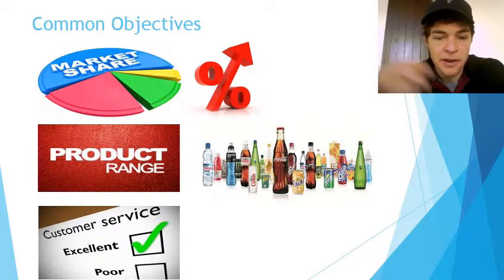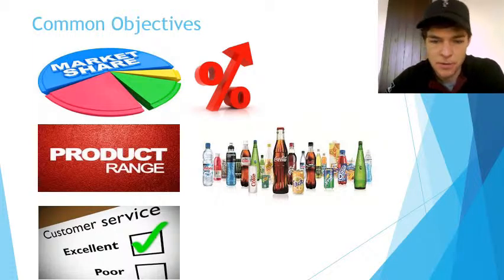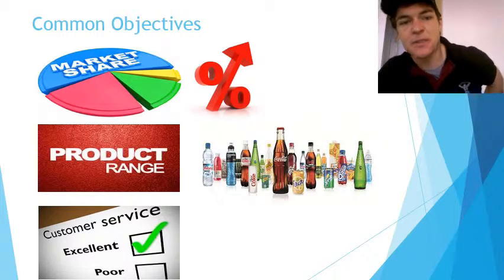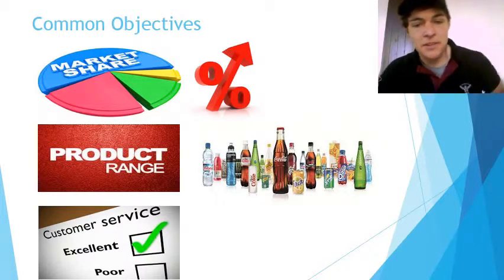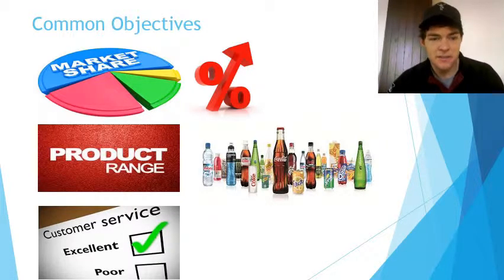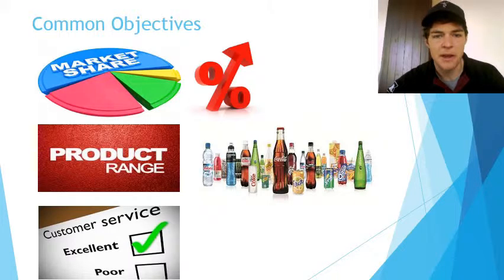Improving or increasing your product range, or bringing in new products that are similar or aligned. Look at Coca-Cola, for example: they have waters, sports drinks, sugary drinks, low-fat drinks. They have a massive product range, which helps them create more revenue and hit different target markets. And the last one is maximizing customer service: improving your overall image to the customer, your service, your quality over a period. These are three really common main objectives when you're creating a marketing plan.